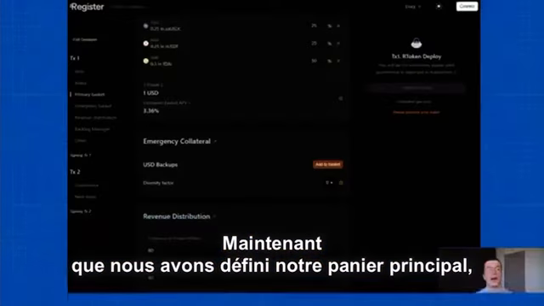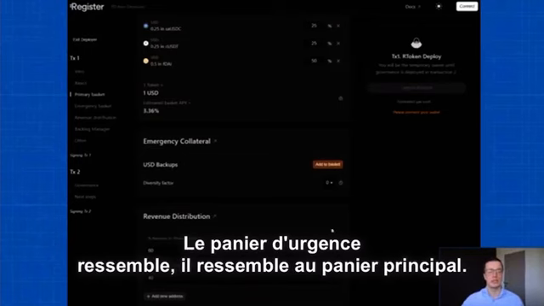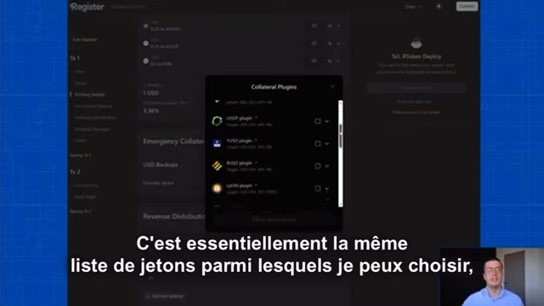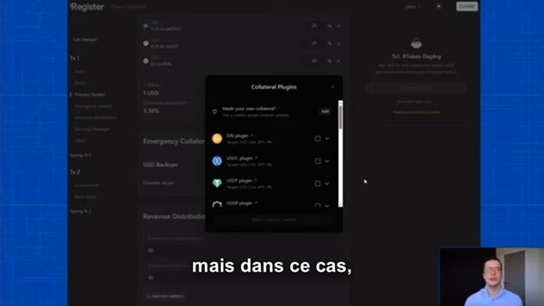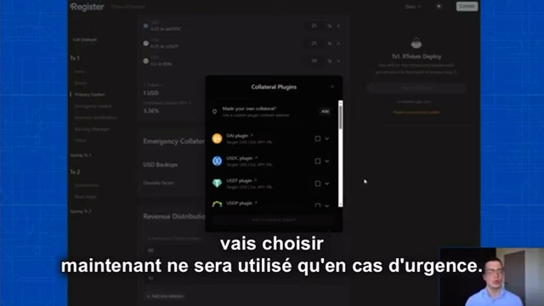Now that we've defined our primary basket, we can go ahead and define our emergency basket. The emergency basket looks similar to the primary basket. It's basically the same list of tokens that I can choose from. But in this case, the basket that I'm going to choose now is going to be used only in the case of an emergency.